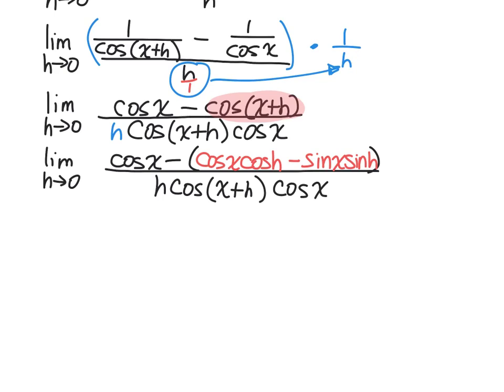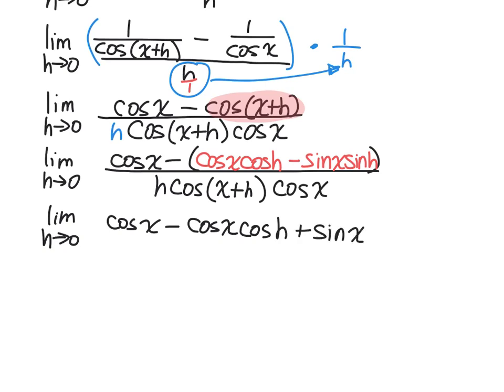So next step, we could distribute the negative. You could also do that on the fly, but this time I'm actually going to do it out because I want to break up the fraction, and I don't want it to get too messy. So cosine x minus cosine x cosine h plus sine x sine h, all over this schnitzel on the bottom.